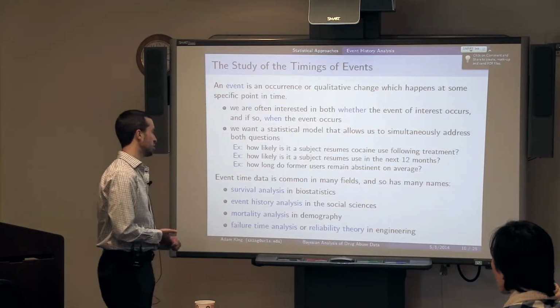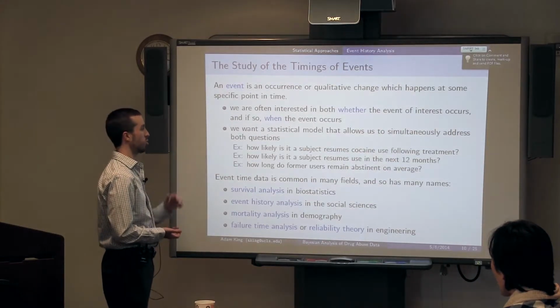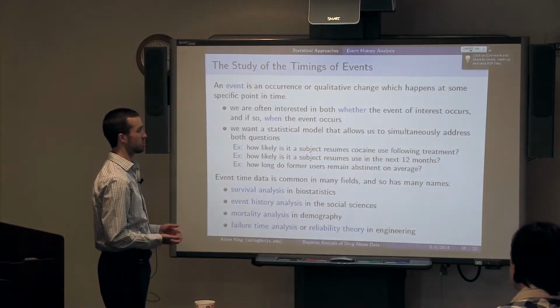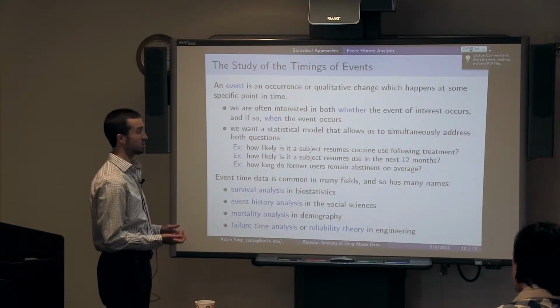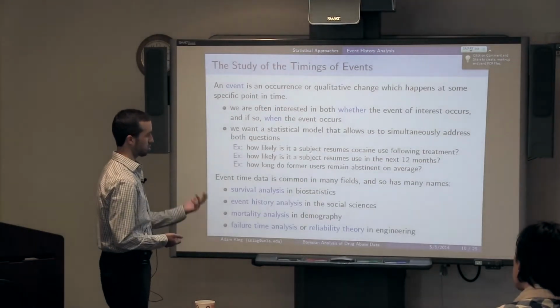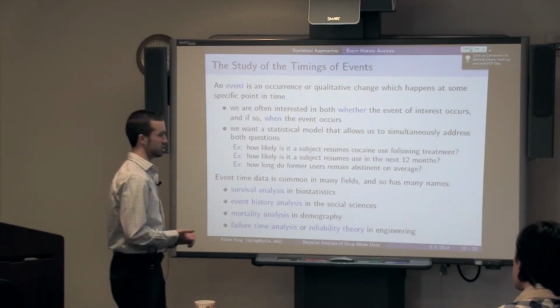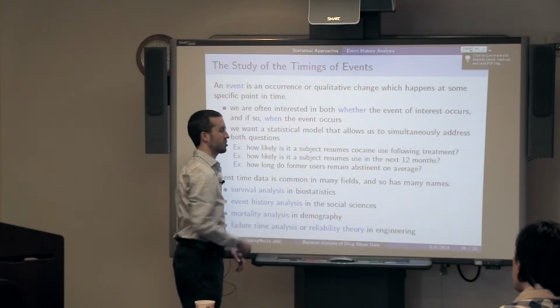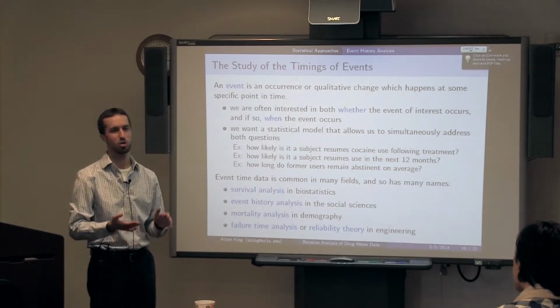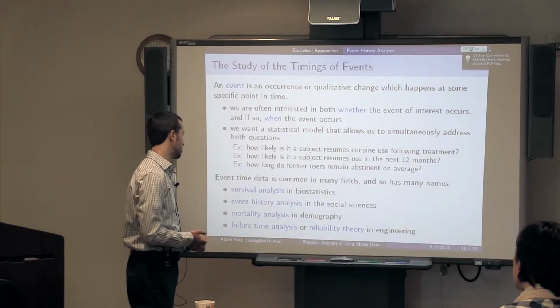Once we have an event history model, we can answer all of these questions with one model. How likely is it a subject resumes cocaine use following treatment? How likely is it the subject resumes in a set period of time, say 12 months? How long do former users remain abstinent on average? If you're a survival analysis expert, you might complain that the mean is not going to be knowable unless we followed up people forever, so you can interpret that as the median if you like.